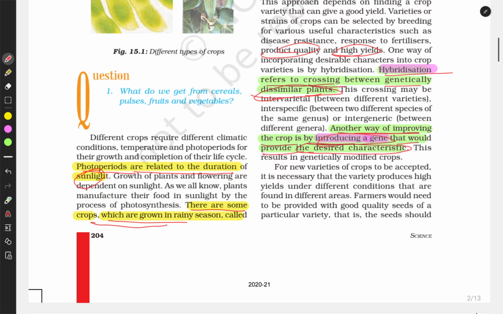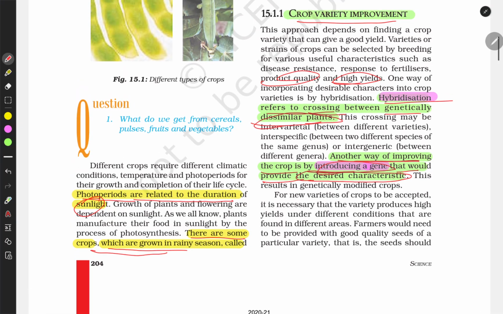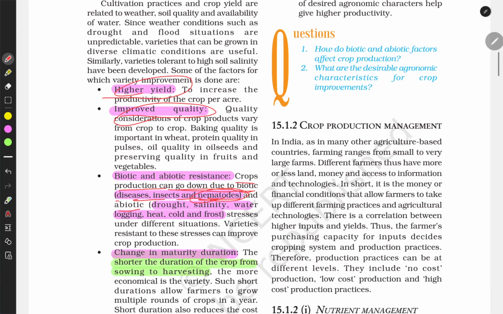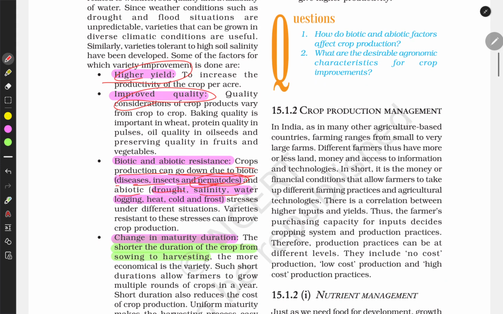What we aim for with hybridization is higher yield and improved quality. We want biotic and abiotic resistance. Crop production can go down due to biotic factors like disease and insects. A nematode is a worm which eats the plant leaf. And abiotic resistance includes drought resistance, salinity, waterlogging, heat and cold.